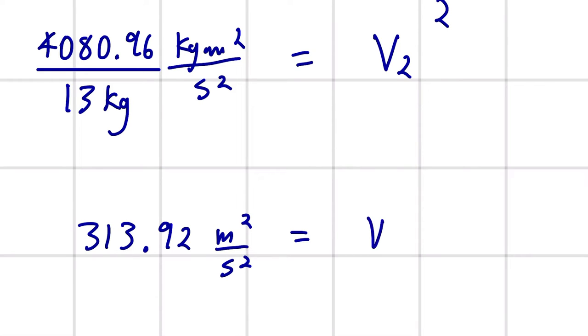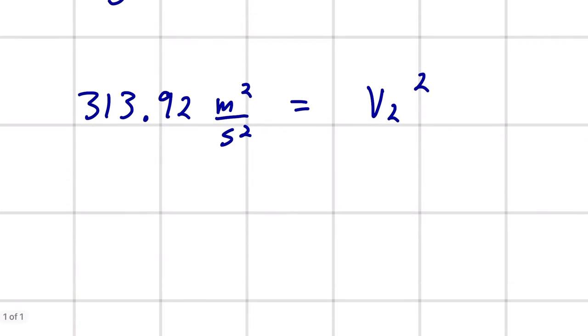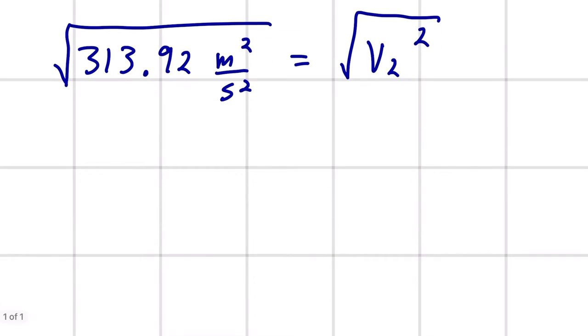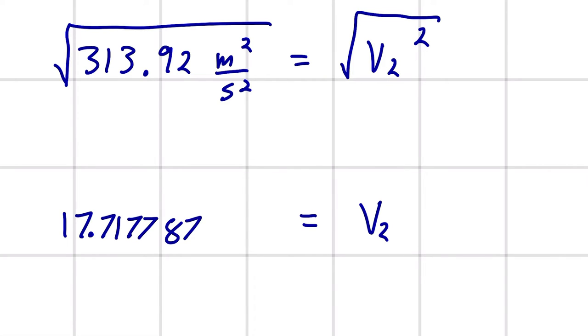equal to V2 squared. And now we're going to take the square root of both sides. And we will get a value for V2. V2 is equal to 17.717787 meters per second.